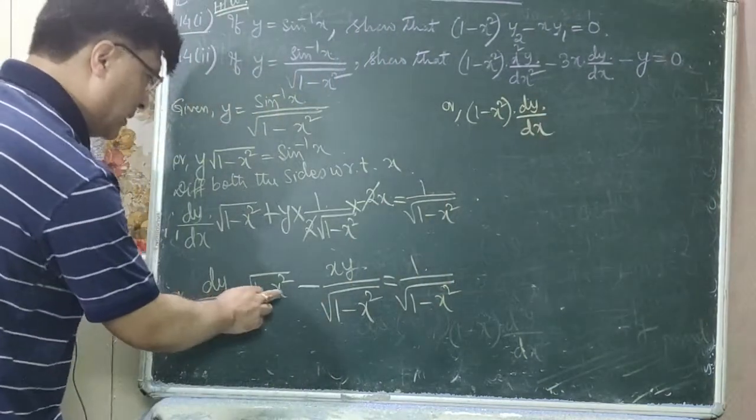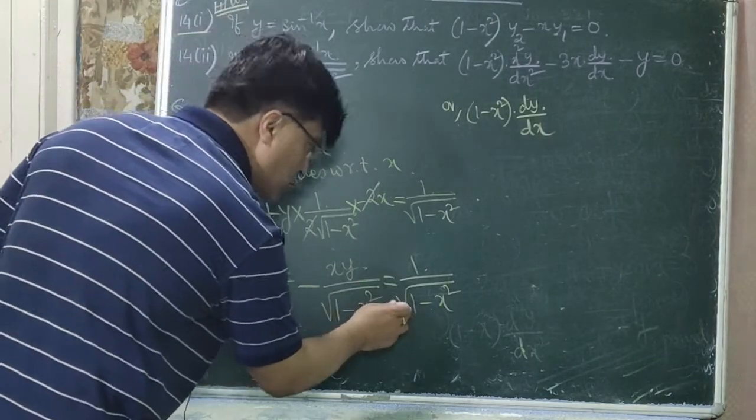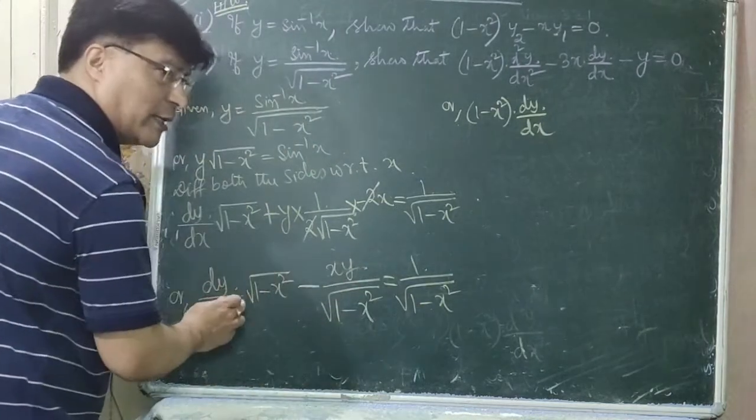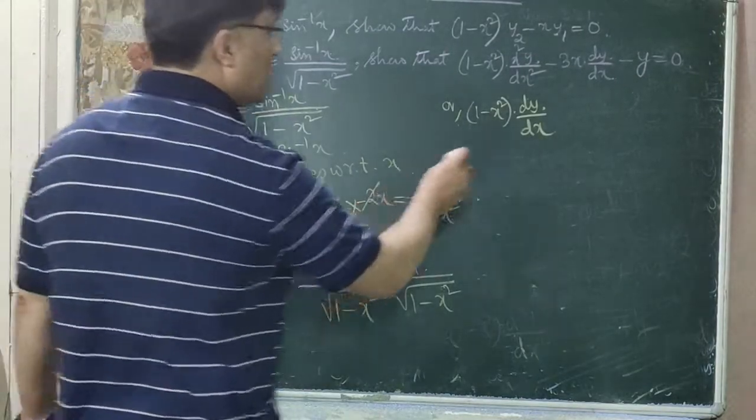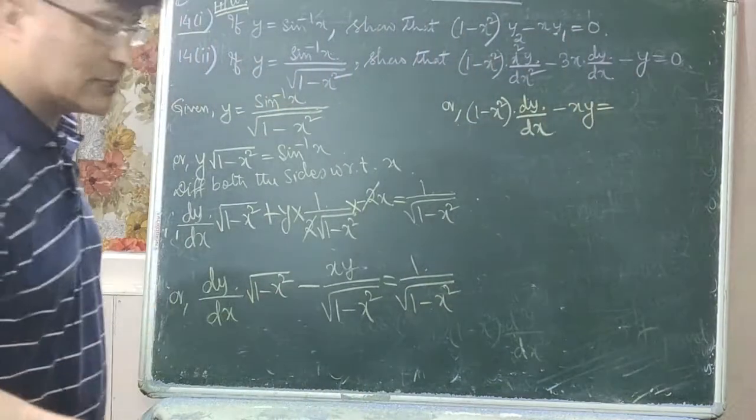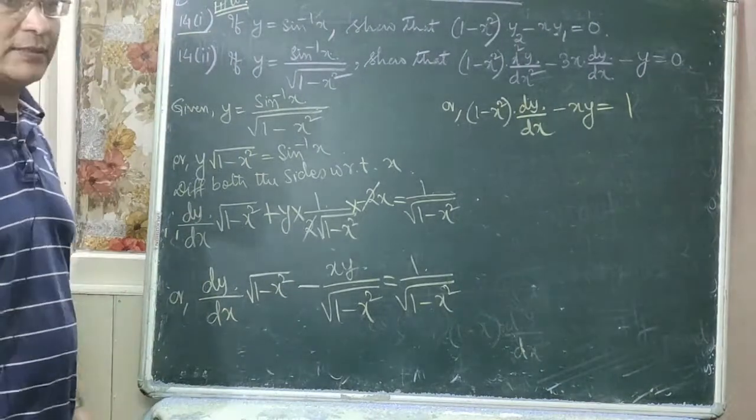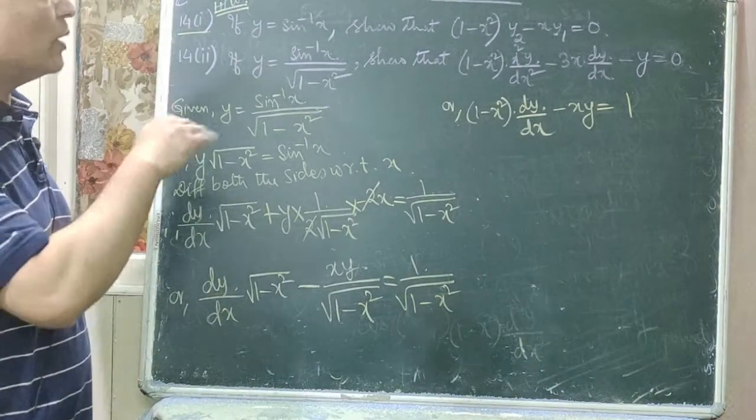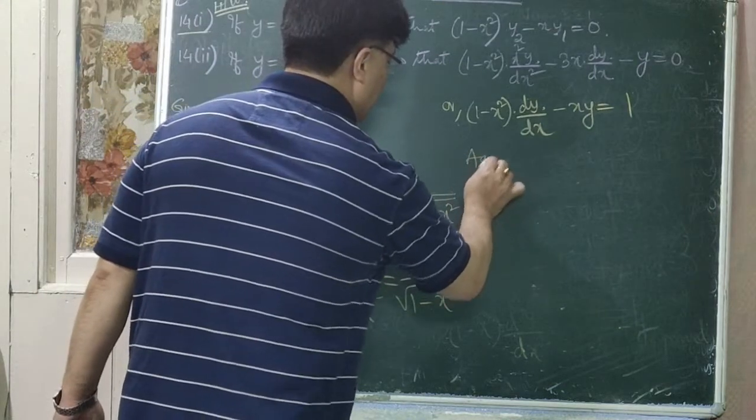Into dy by dx, then minus xy by root over 1 minus x square, cross multiplied by root over 1 minus x square. Here root over 1 minus x square will be cancelled, so you will have only minus xy, which is equal to, on the right hand side, 1. So it is cross multiplied. Is that clear? Now again you have to differentiate both the sides with respect to x.